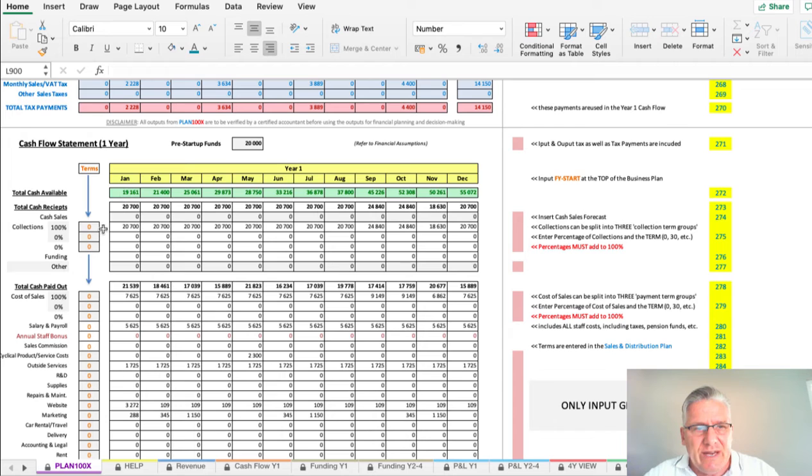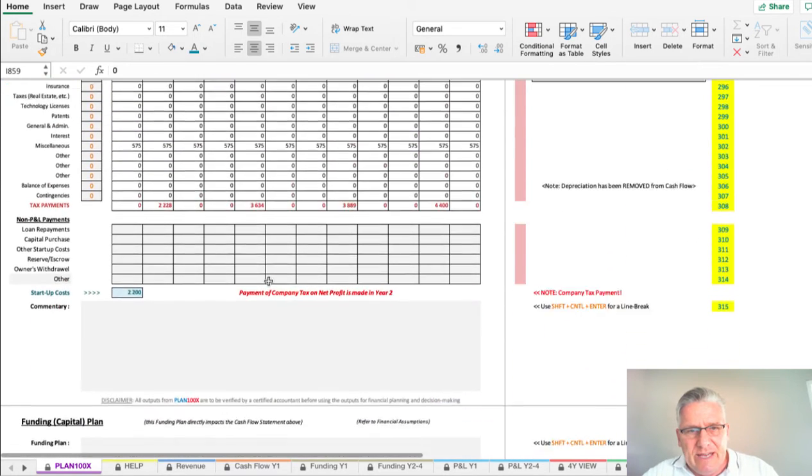When it starts to look red, as I said just now, if you start to give terms, that is not a really good cash flow situation, right? Okay, so that is the cash flow.